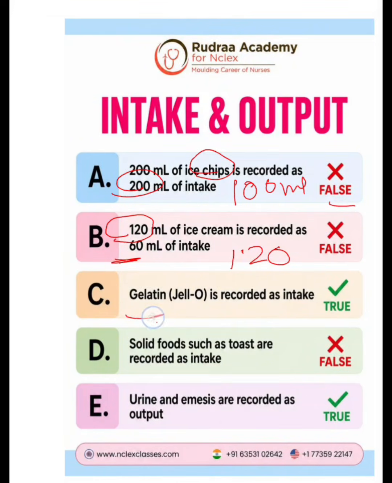Gelatin is liquid at room temperature, so definitely we are going to consider it as intake. Solid food we are not going to consider as intake. Urine and emesis are definitely going to be considered as output.